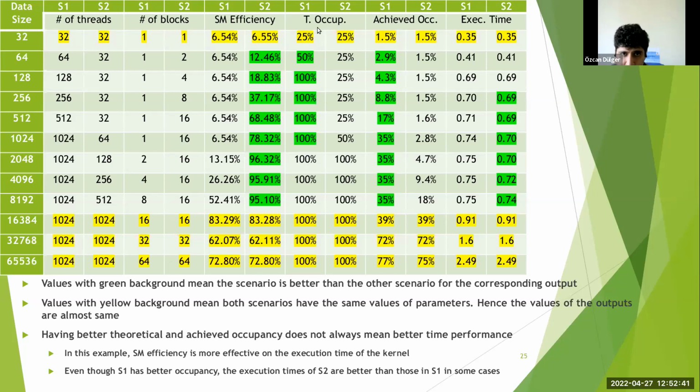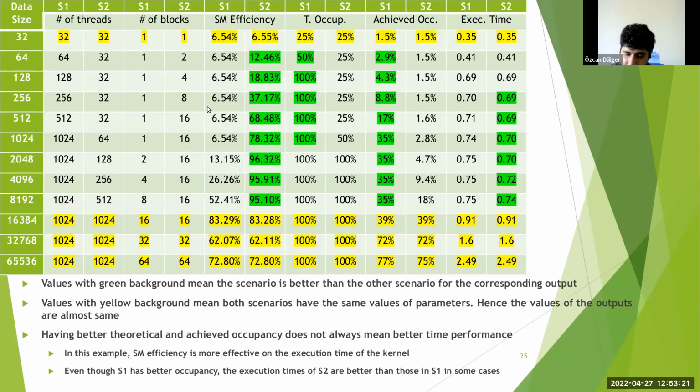Let's look at the theoretical occupancy. S1 is better than S2 where the data size is between 2^7 and 2^6 and 2^10. The theoretical occupancy is very low for S2. And let's look at the achieved occupancy. The achieved occupancy of S1 is better than S2 where the data size is between 2^6 and 2^30. Achieved occupancy is better in S1.